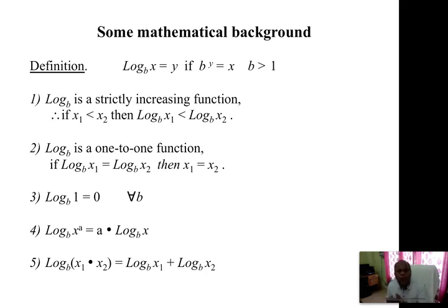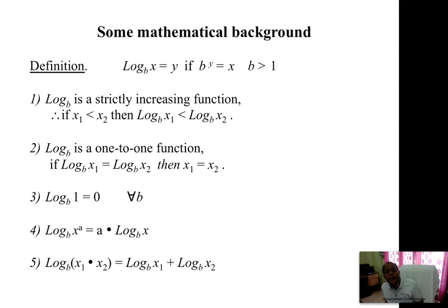Log x to the base b is equal to y if b to the y is equal to x, for all b greater than 1. This definition you know. Log base b is a strictly increasing function. If x1 is less than x2, then log x1 to the base b is less than log x2 to the base b.